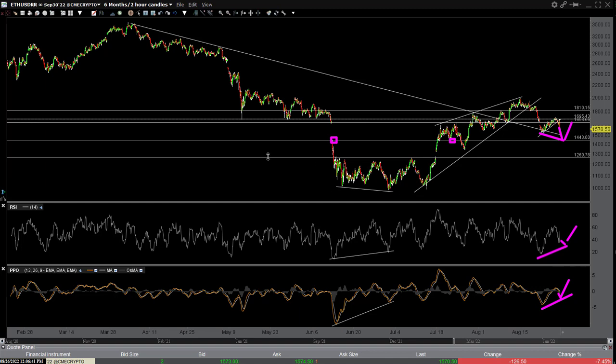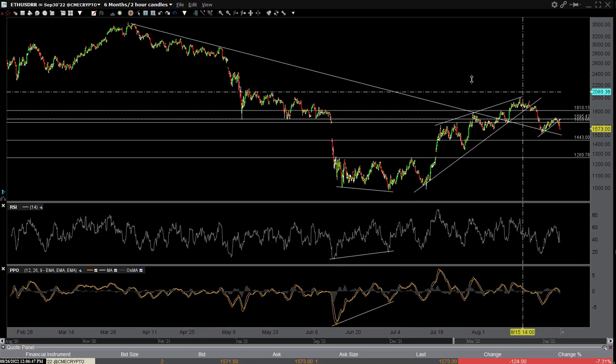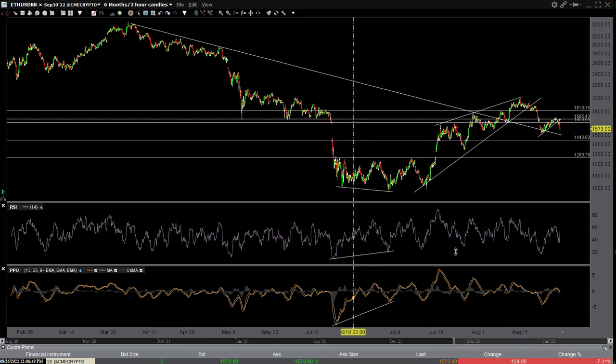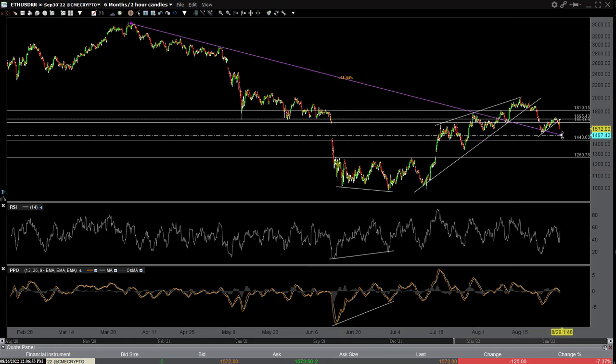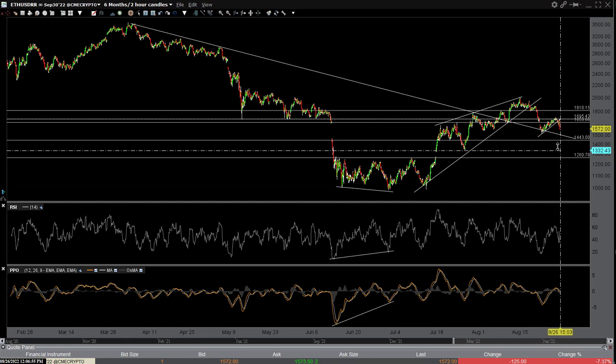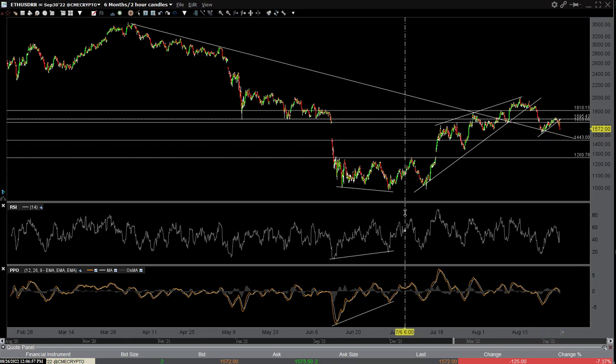So I'll continue to update this. I'll keep these guys on my radar. Like I said, I'm short Ethereum, so I'm certainly keeping them on my radar, and I'll let you know if I have any changes. But there are those levels to watch, the back test of that trend line there, and 1443 of support.